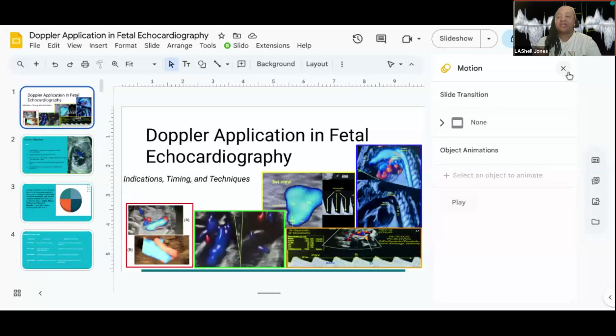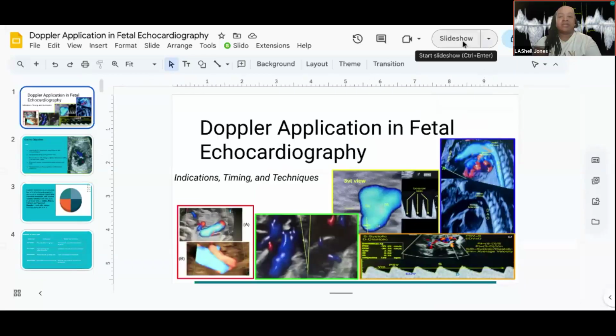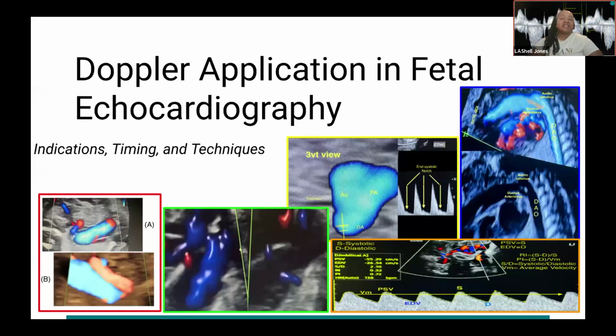Okay, can everyone see the screen okay? Yeah. Okay. I'm just changing my settings. All right, so let's get started.